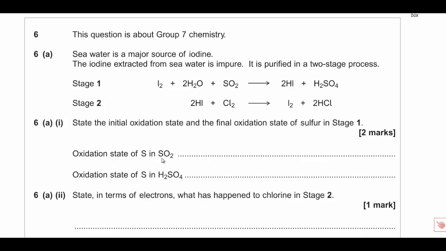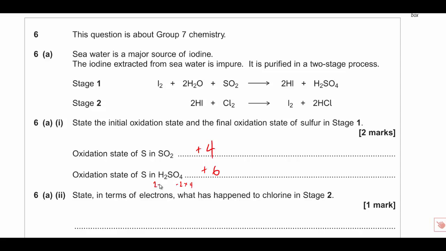So the oxidation state of sulfur in SO2. Straight away, bam, I'm going +4 because the oxygen is -2. So to balance up to give us 0, it must be that. S here I know is +6 because I know that's what it is in sulfuric acid, but if you're unsure as to how, each oxygen is -2, so that's -2 times 4.